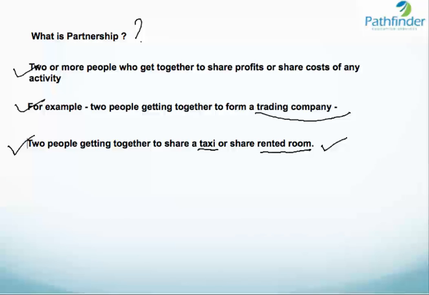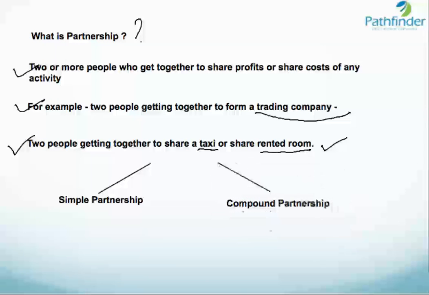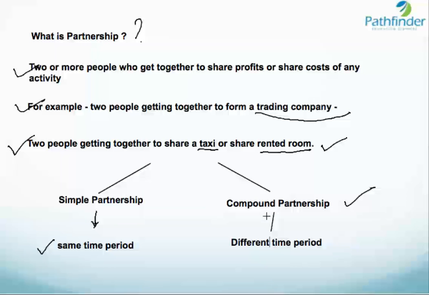So, mathematically speaking, there are two types of partnerships. First, a simple partnership, and second, a compound partnership. In a simple partnership, two partners who come together are together in the business or together in sharing costs for the same time period. So, simple partnership is characterized by the same time period for all the concerned partners, while in a compound partnership, the time period for which the partners are together is different. So, compound partnership is characterized by different time periods.